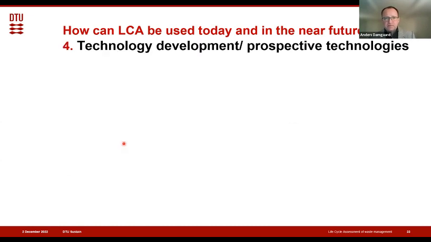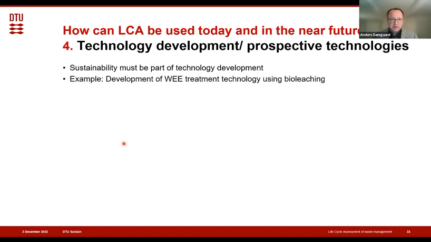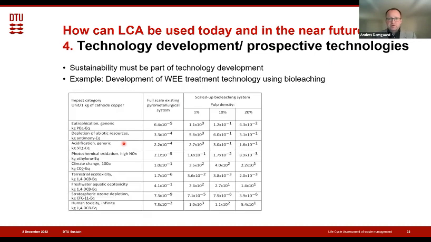We can also do that in technology development with new and prospective technologies. And I think this is actually one of the most important areas to do it. And this one is a development of waste electrical and electronic treatment, where they were trying to develop a new technology where instead of using the normal pyrometallurgic system, they would use a bioleaching system that should be better for the environment. At least that was the thought.